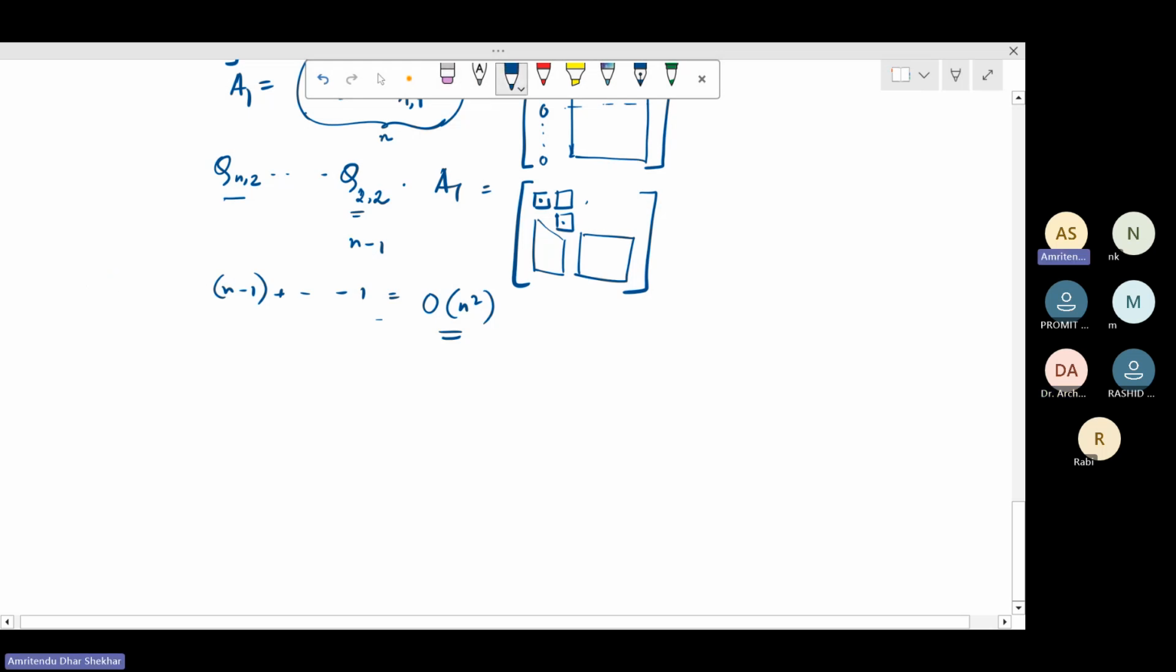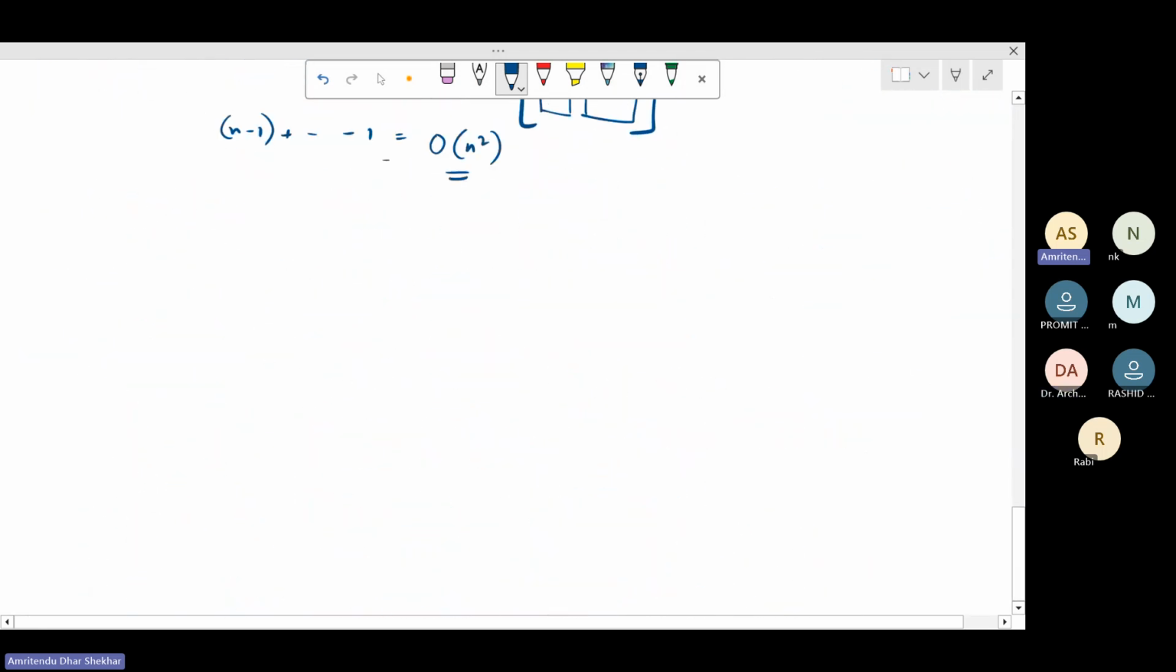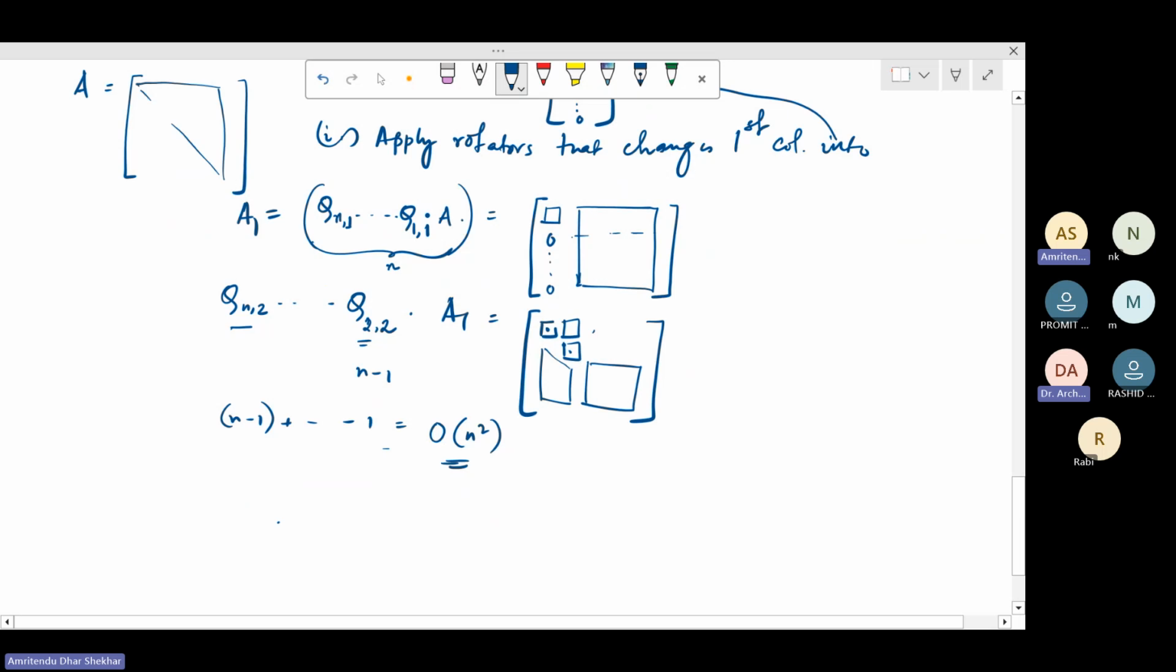Sometimes when we're doing these complexity calculations, whether you get n into n minus 1 by 2 or n into n plus 1 by 2, it doesn't matter, because this is approximately n squared and this is also n squared. Sometimes we overestimate, but that won't change the complexity estimate. So this is O of n squared.